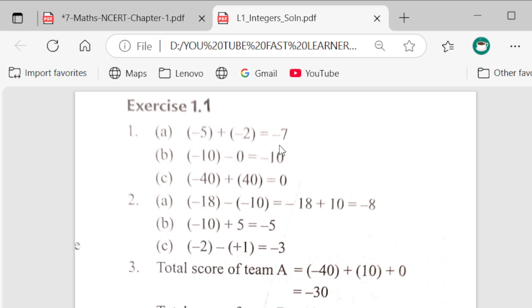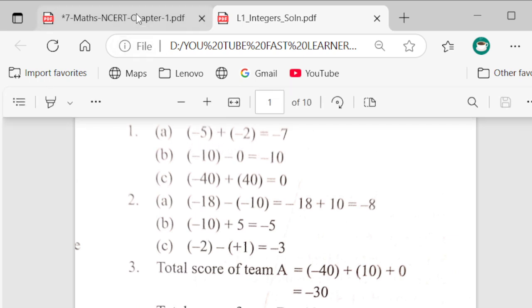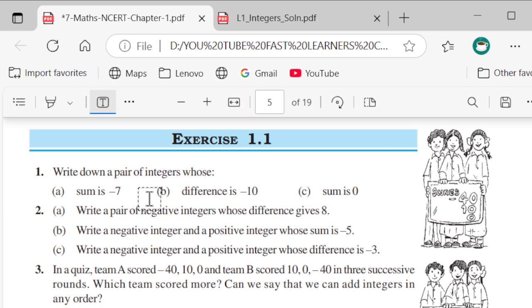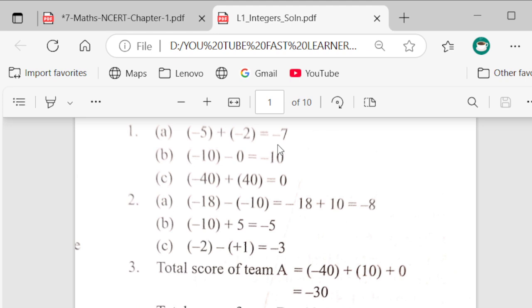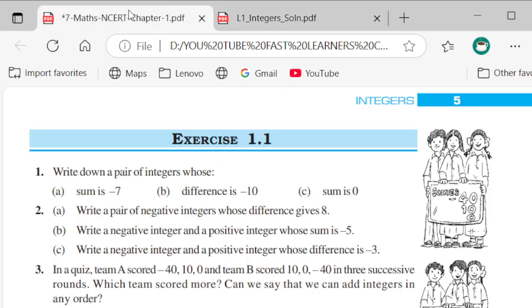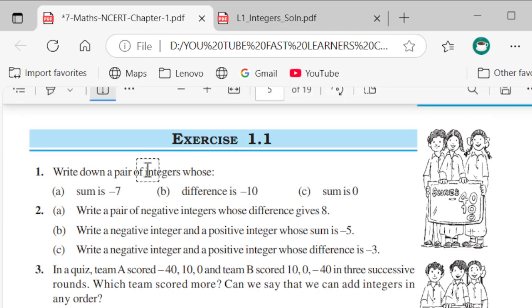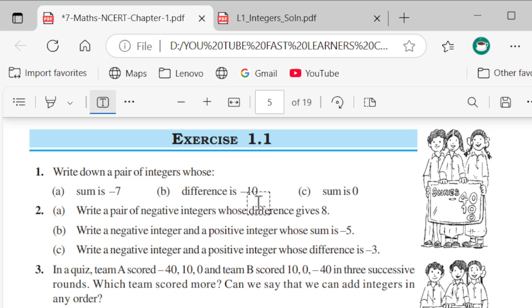Question 1 of exercise 1.1: -5 plus -2 will give you -7. You have to give the sum. Write down a pair of integers whose sum is -7. So here -5 plus -2 is equal to -7. You can also write -3 plus -4 or any other pair.